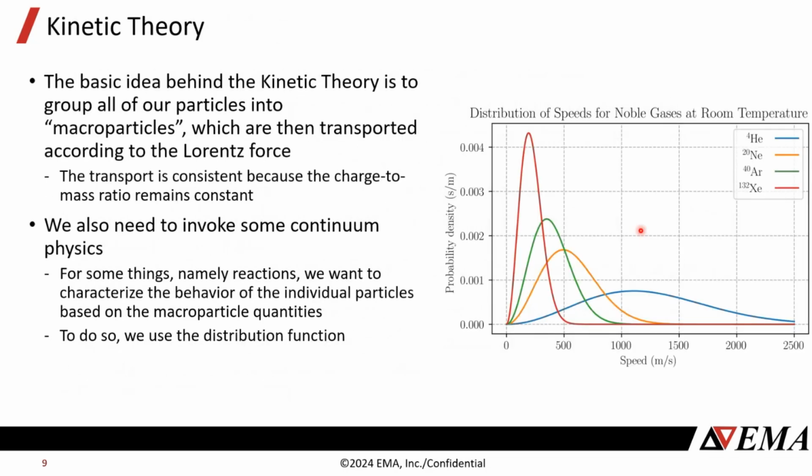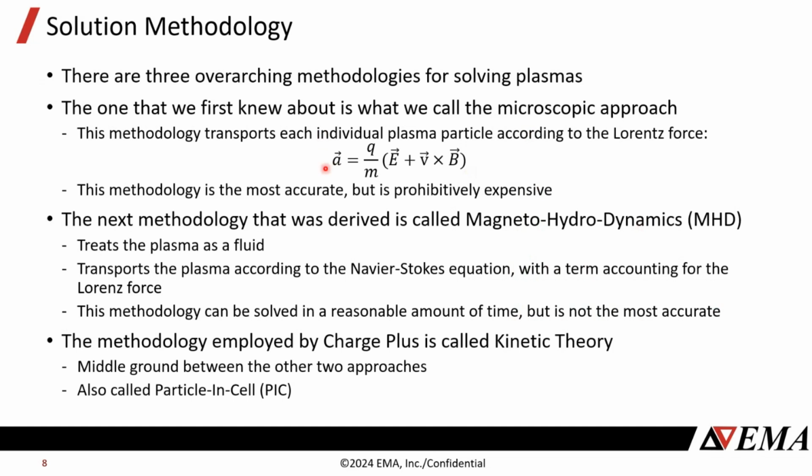And so for kinetic theory, the basic idea is you want to group all of your particles into what are called macroparticles, and all of these individual macroparticles are then transported according to the Lorentz force, like with the microscopic approach. And this transport is consistent because if we go back a slide here, when you solve for the transport from the Lorentz force, the only particle-dependent quantity here is going to be the charge divided by the mass. And when you group together like particles, this ratio remains the same regardless of how many particles you add, because they both increase by the same factor.